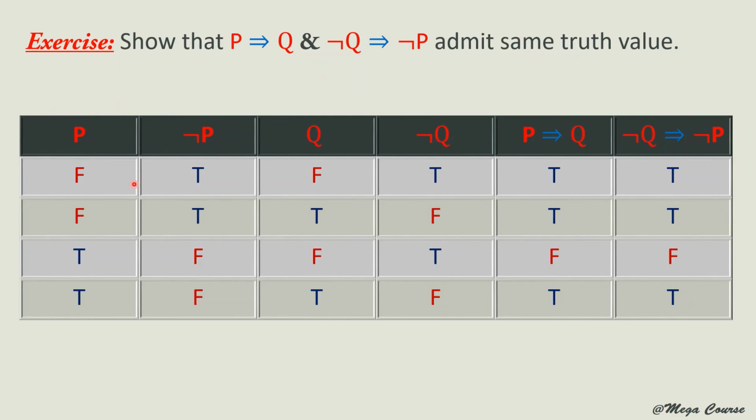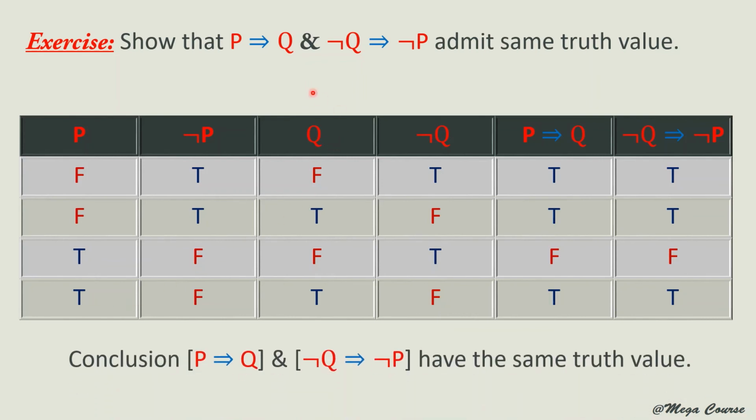When P is false, not P is true. I will say each statement alone, and then we will see P implies Q and the contrapositive of it. When P is true, not P is false. They are the opposite. Same for Q. When Q is false, not Q is true. When Q is true, the negation of Q is false, and so on.